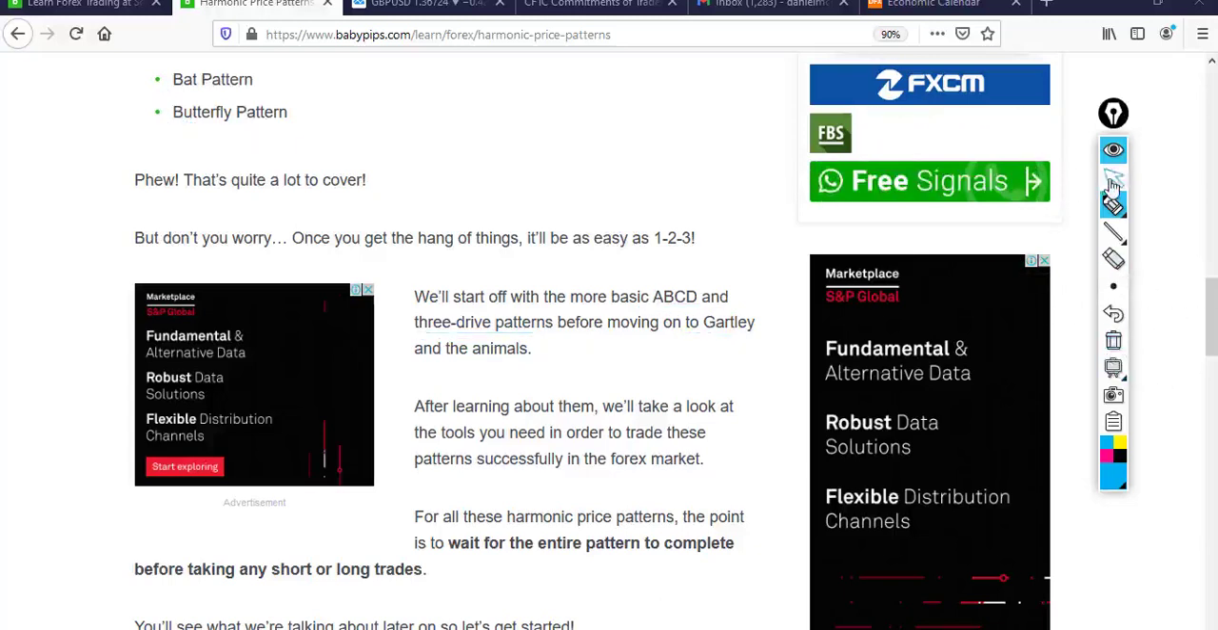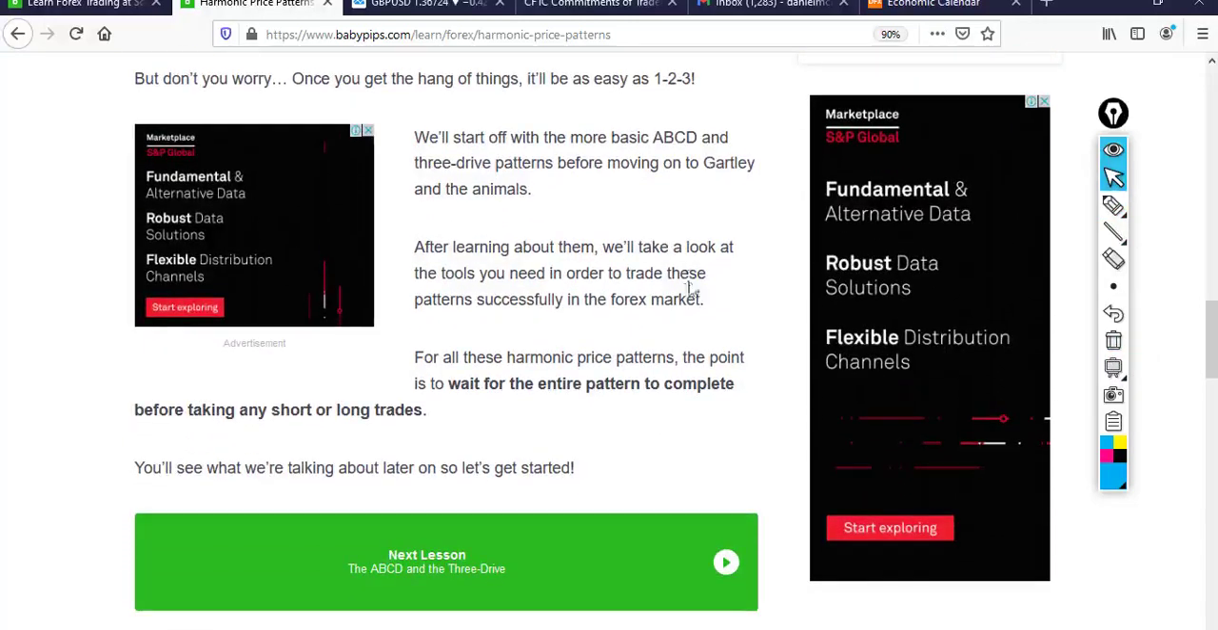After learning all these patterns, we'll take a look at the tools you need in order to trade them successfully in the forex market. For all these harmonic price patterns, the point is to wait for the entire pattern to complete before taking any short or long-term trades. So let's move now to the next lesson, the ABCD and the 3 drive pattern.